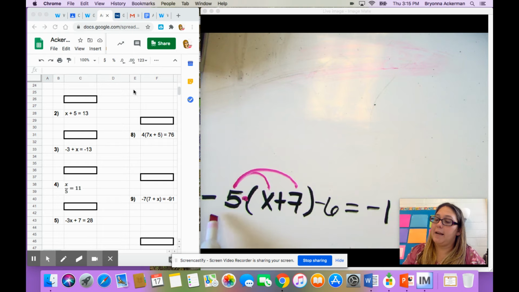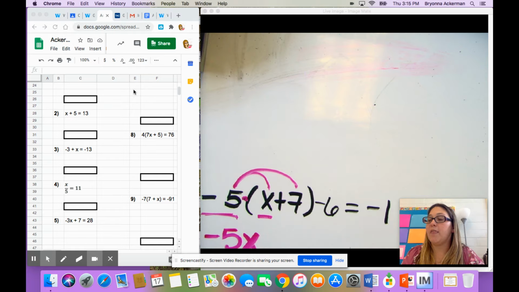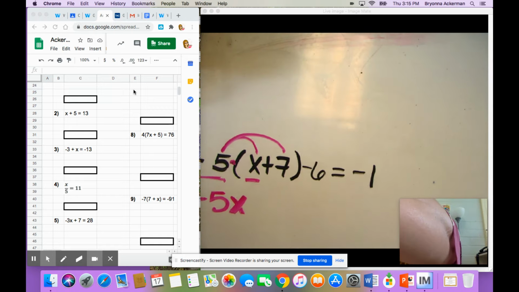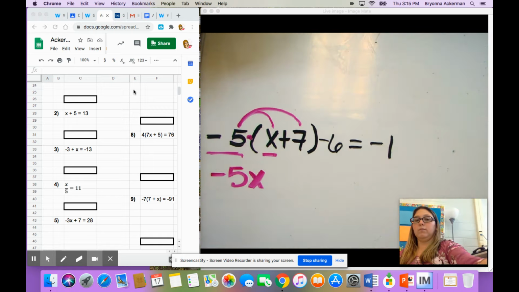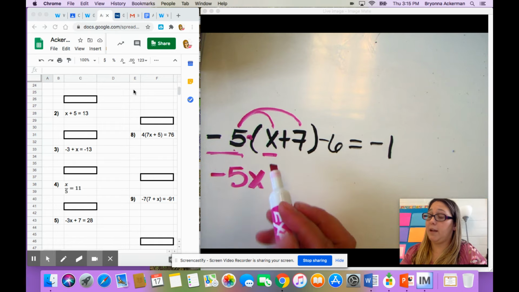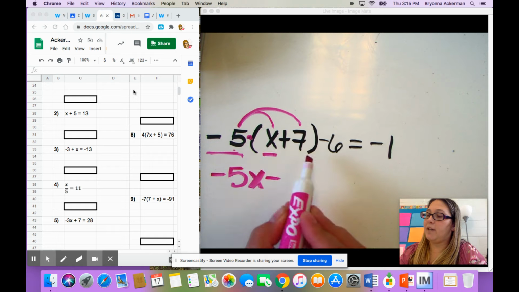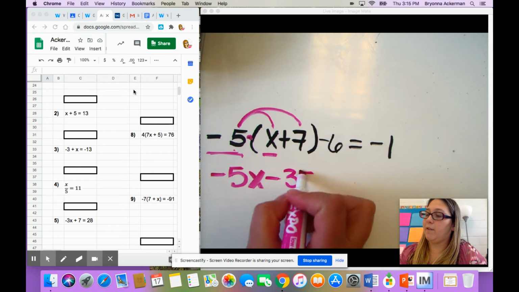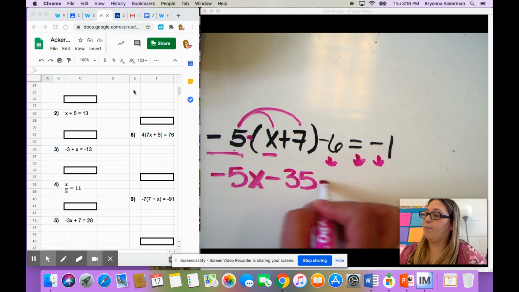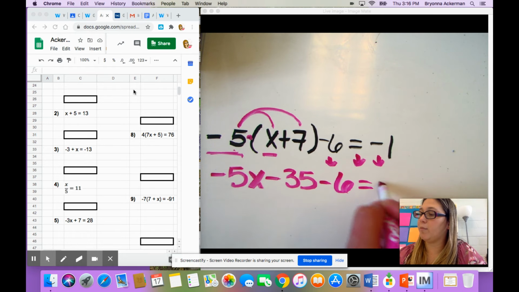And so we're going to say negative 5 times x. So negative 5 times x gives me a negative 5x. Then I need negative 5 times a positive 7. And so negative times a positive is still going to be a negative. And negative 5 times 7 is going to be a negative 35. Then I bring down everything else right now because I only wanted to distribute.